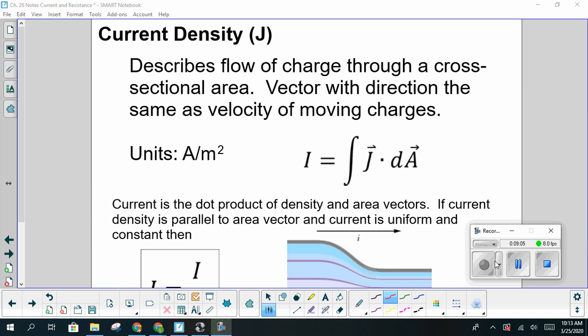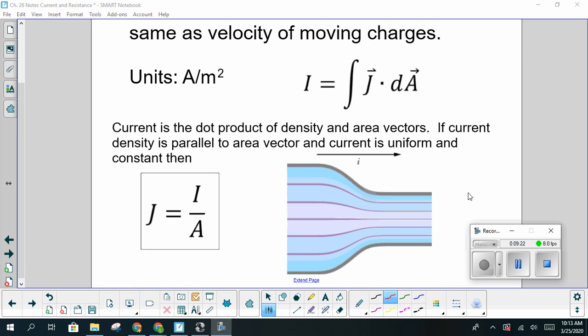Okay, so to clarify the direction of the current density, I want to make sure that I'm super clear on that. It is in the same direction as the moving velocity for the positive charge carriers. So those are actually consistent with each other. I want to make sure that I was super clear there.